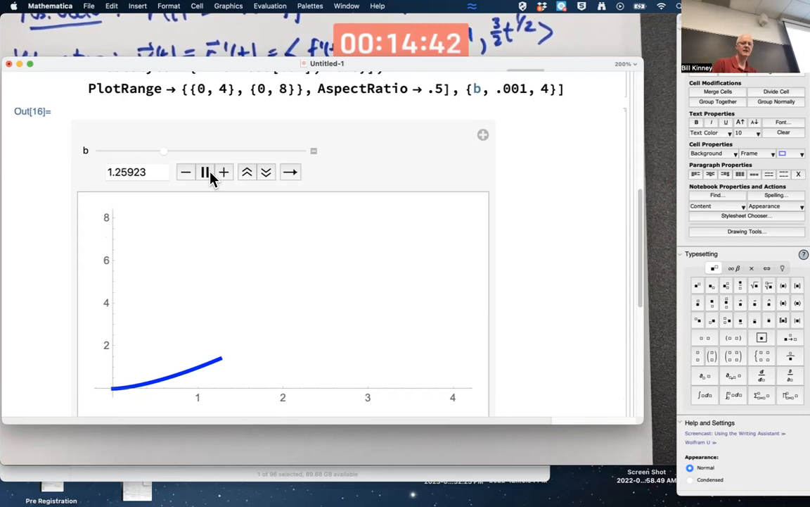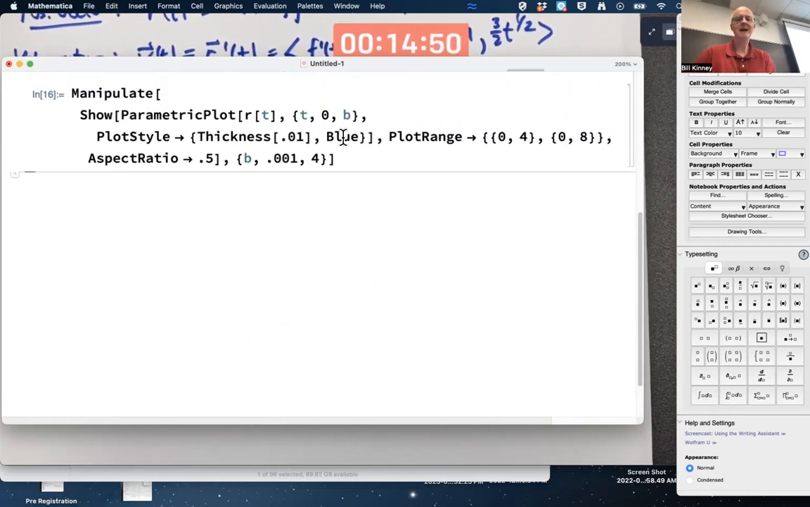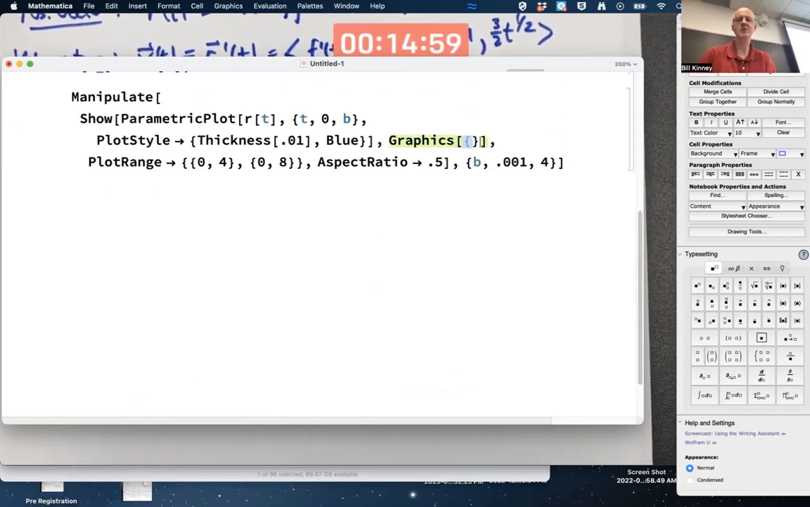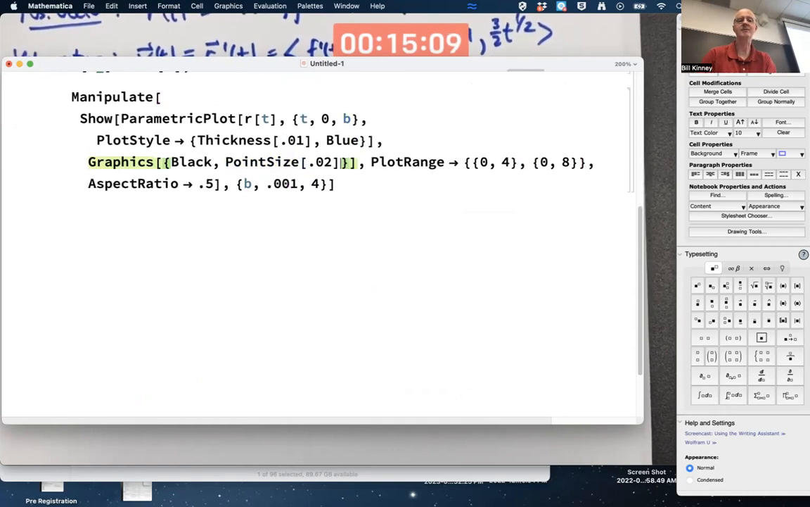So there's the motion. A little herky-jerky. I'd like it to be smoother, but oh well. I can add more code in here inside the Show, but after the ParametricPlot, right here, put another comma, add Graphics. What is Graphics going to do? It's going to allow me to put some vectors in the picture, as well as maybe a point at the location of the bug. Maybe this black point that I'm about to make is going to be the bug itself.